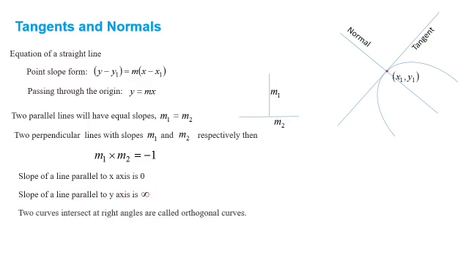Then two curves that intersect at right angles are called orthogonal curves. So here two curves are intersecting at right angles. How do we identify whether the two curves are intersecting at right angles or not?